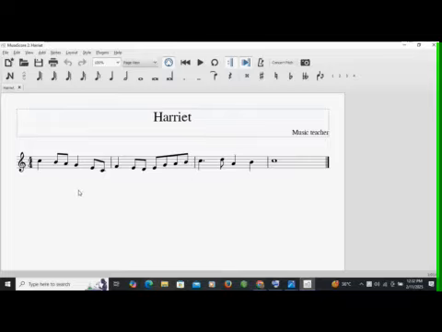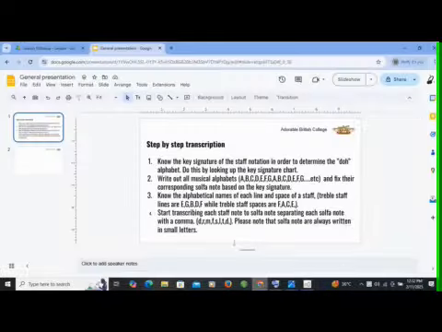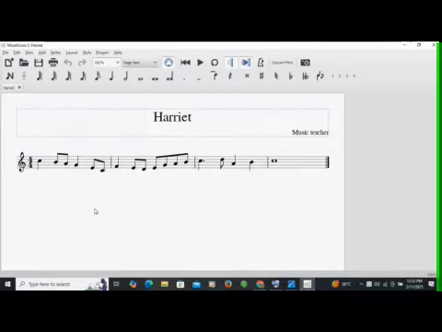This is a staff notation. So if you want to know how to transcribe, this will be your first step. Now the first step is that you need to know the key signature of the staff notation in order to determine the Do alphabet. Now what is the key signature?